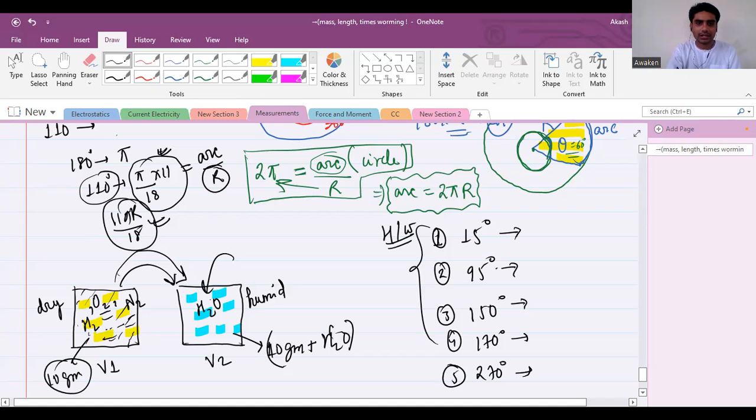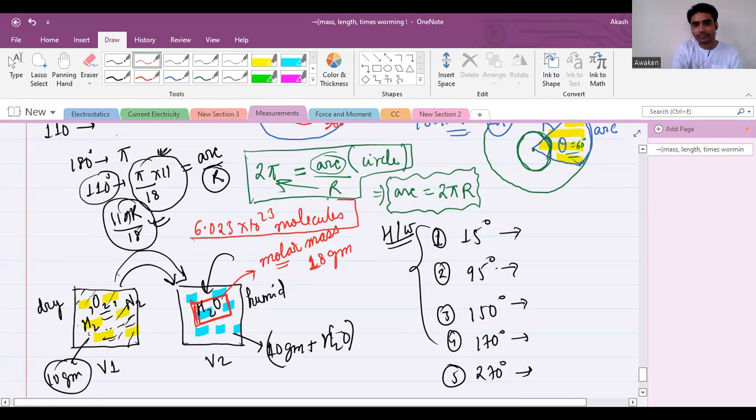Now, the weight of one molecule of water, H2O, I'm just mentioning one word, its molar mass is 18 grams. What is molar? I'll teach you that in chemistry. See, molar mass basically means the mass of 6.023 into 10 to the power 23 molecules of anything is called the molar mass of that thing.